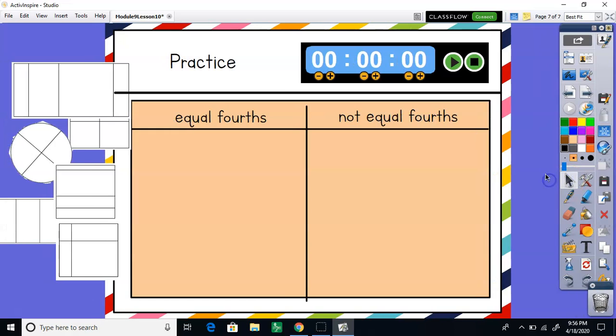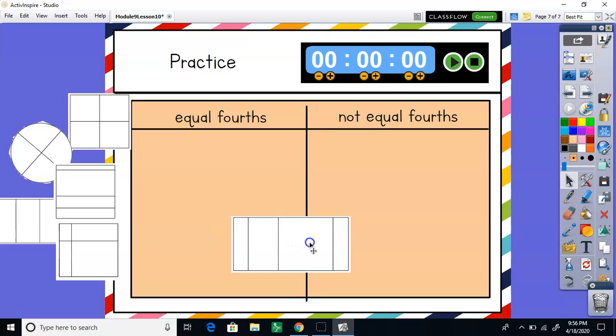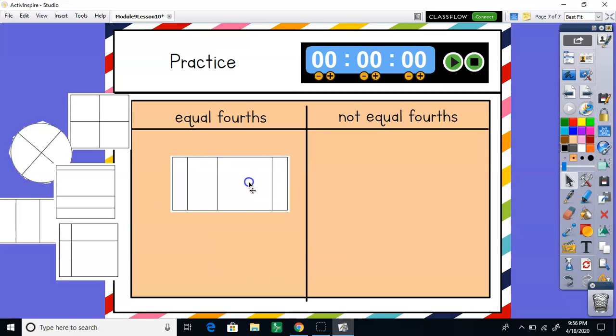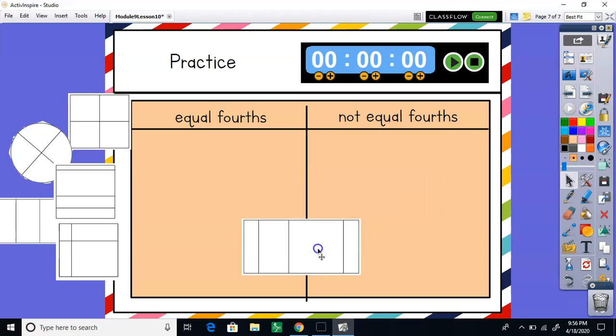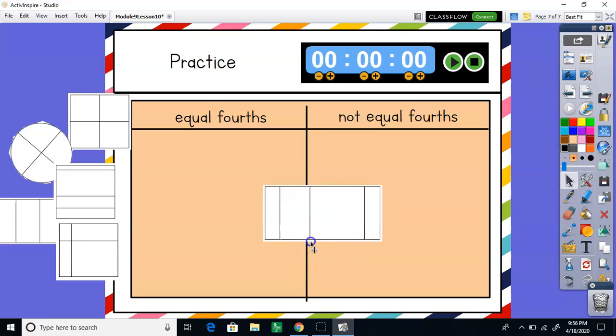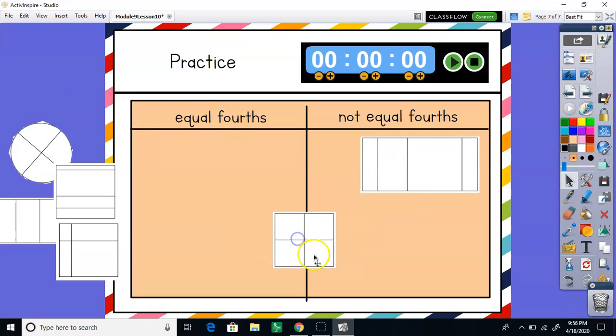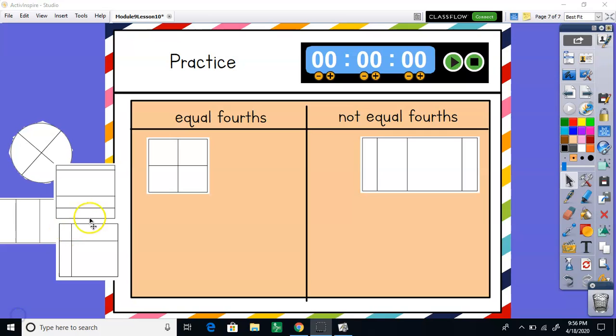So we're going to do a little sort real quick. I'm going to show you a piece, and then I just want you to shout out, is it equal or is it not equal? So what do you think about that one? That's not equal, so I'm going to slide it over there. How about this one? Equal or not equal? That's equal.